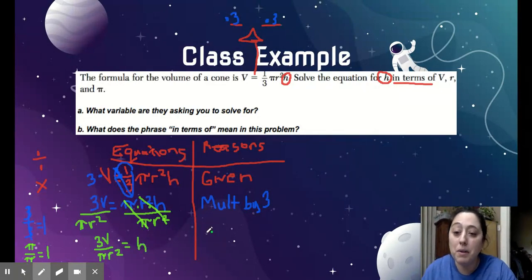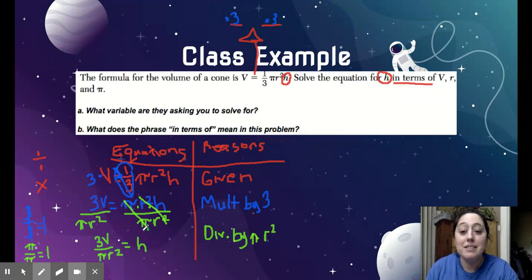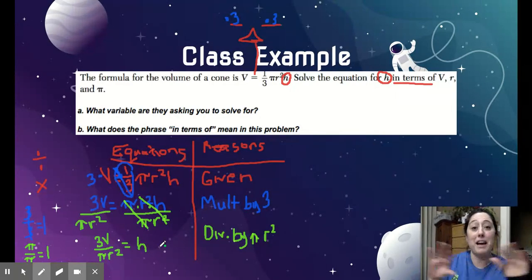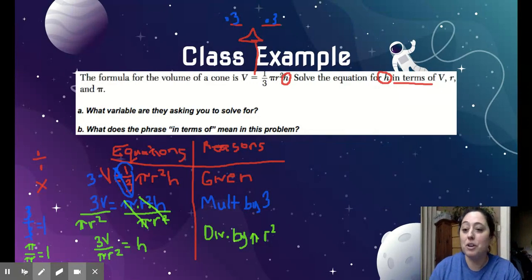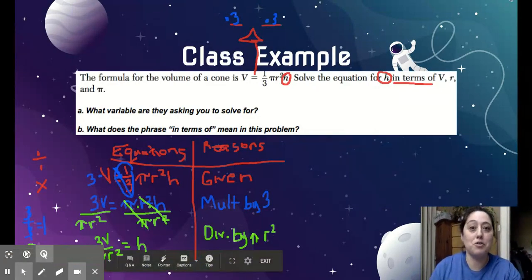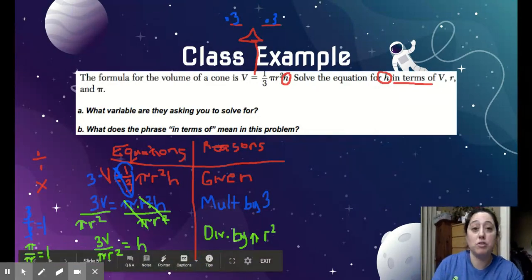So I'm going to write division. You can put division property of equality here, but I'm going to just put divide by pi r squared. Now, see how H is alone? It is by itself. It is isolated. That is considered solving for H. All right, so good luck. Look over your notes, do the Desmos, and that is it for this lesson.